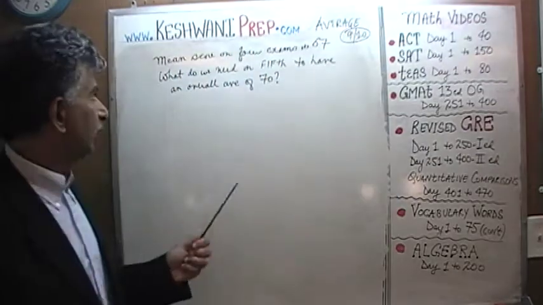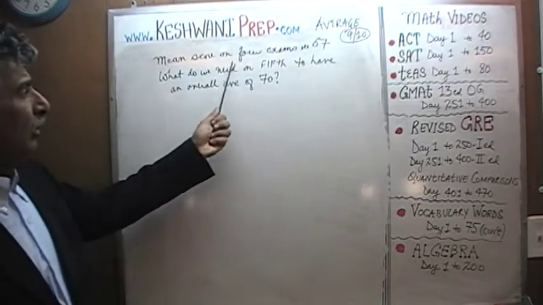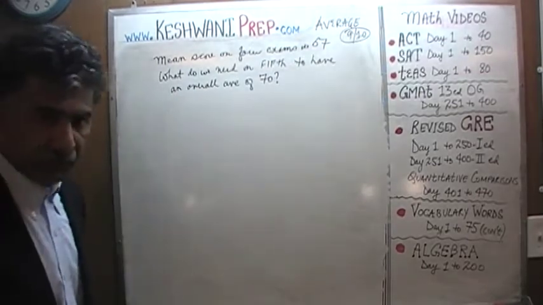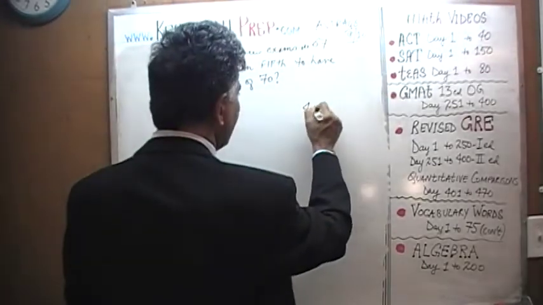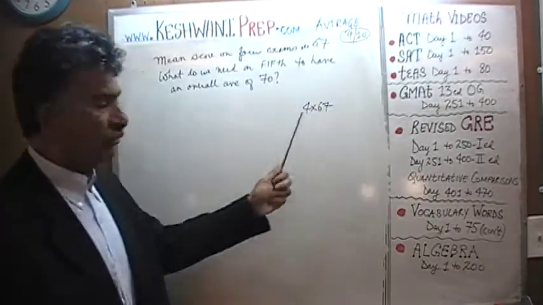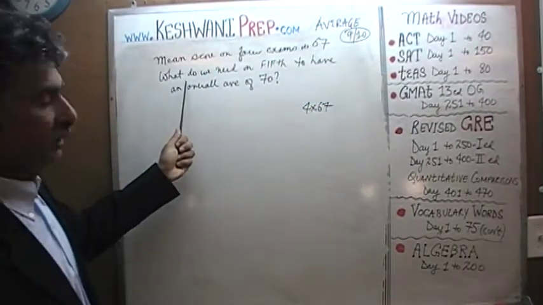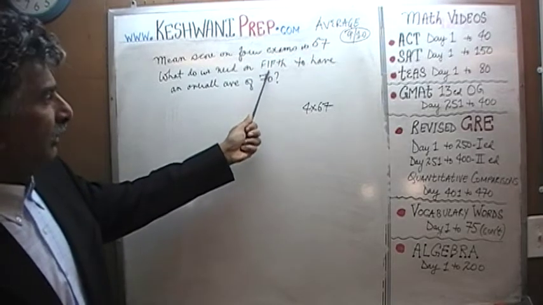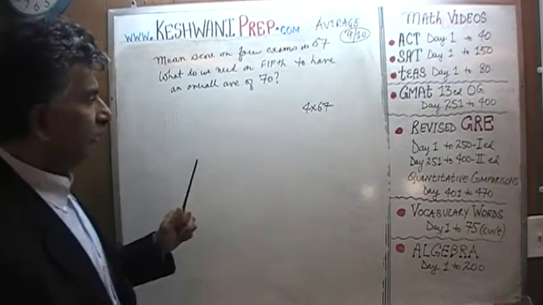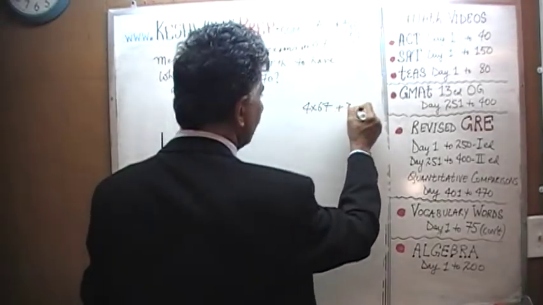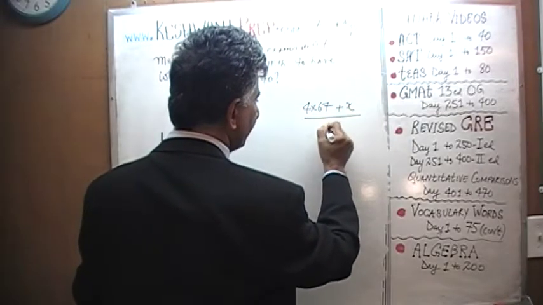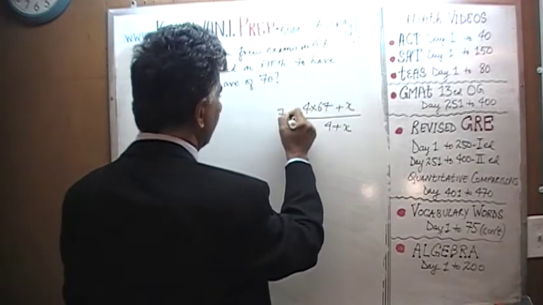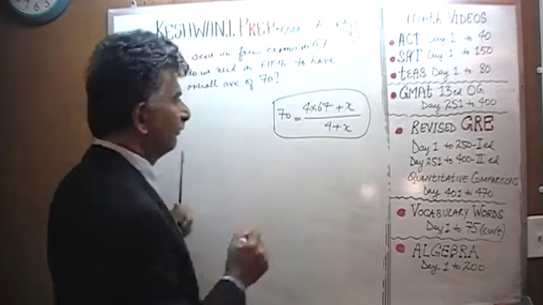Here's a question. We are told that the mean score on 4 exams is 67. What most people do in this case is take 4 exams with a mean score of 67, so that's your total on the 4 exams. And then they tell us we need an average of 70 on the 5th exam. So let's pretend that on the 5th exam we get a score of x. Therefore, the total number of tests is 4 plus x, and this average has to equal 70. And they sit there and solve this equation.